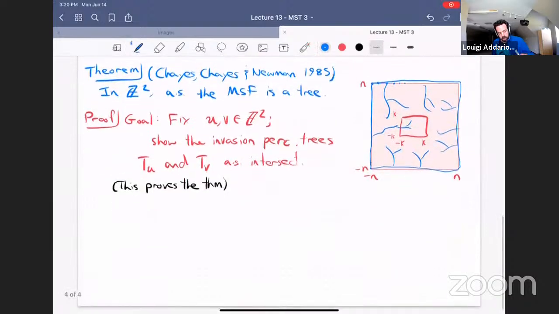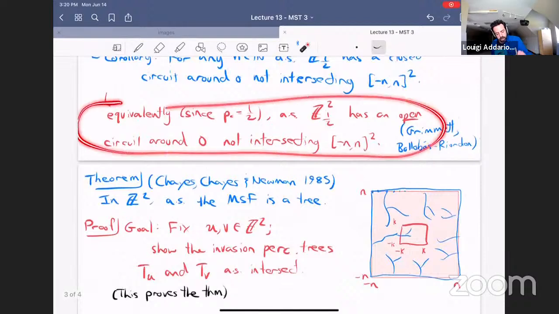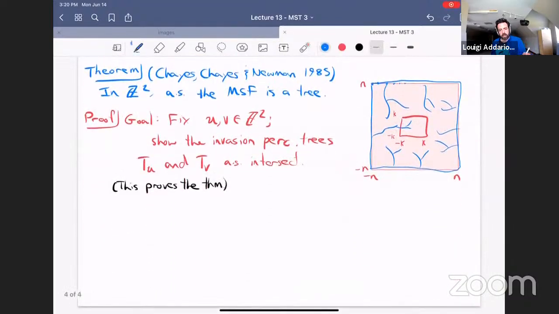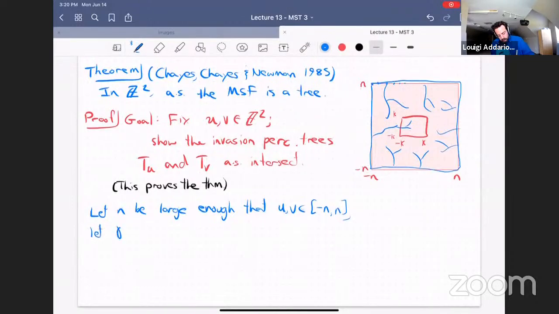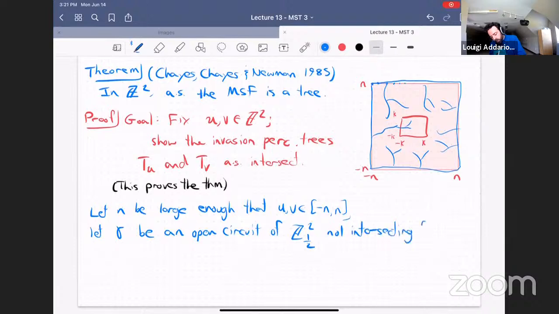So to prove this, we're going to find one of these open loops that we said was guaranteed to exist, which surrounds u and v to start. So let N be large enough that u and v are in [-N,N]^2, and then let gamma be an open circuit of the critical percolated lattice, which doesn't intersect that box.